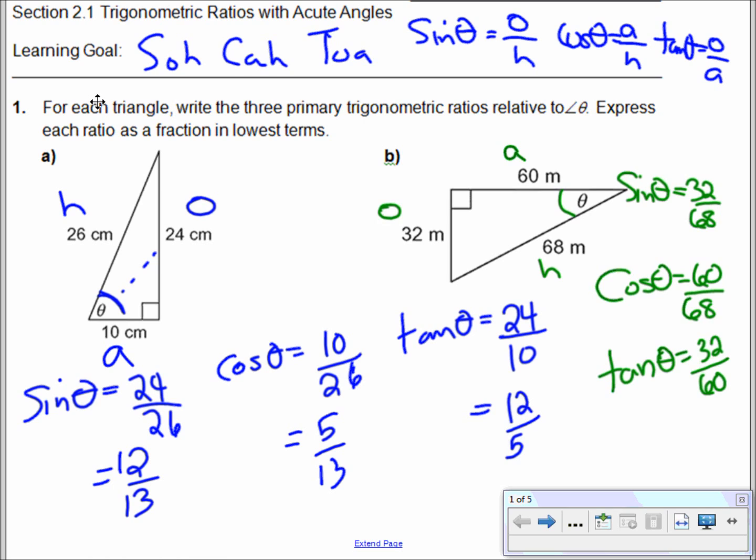Remember, opposite and adjacent are always based on the angle you're supposed to be working with. If it says solve the triangle, that means I want all angles, all sides. So that means you pick the angle you want to work with. It cannot be the 90-degree angle. You can never pick the 90-degree angle.